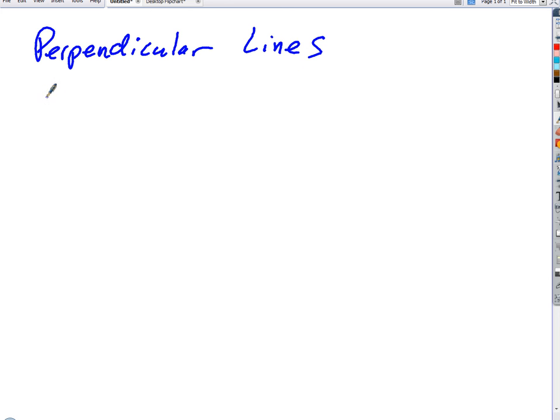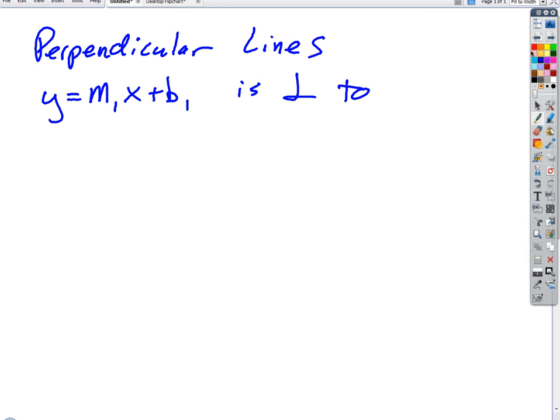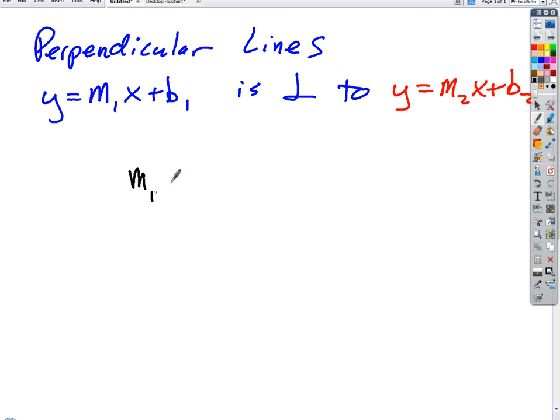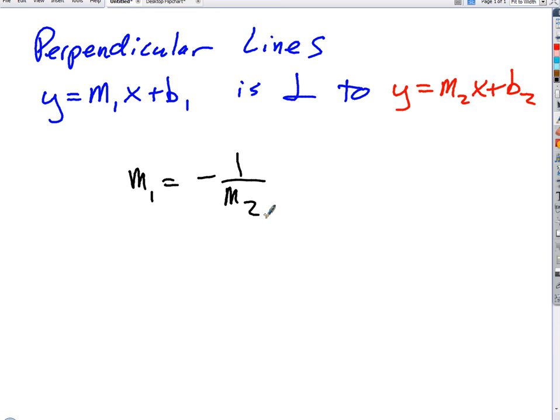So let's say we've got line 1. How about y equals m1x plus b1 is perpendicular to y equals m2x plus b2. Right? So what's true of m1 and m2? Opposite reciprocals. Exactly. So we know then that m1 equals -1 over m2, right? Yeah.